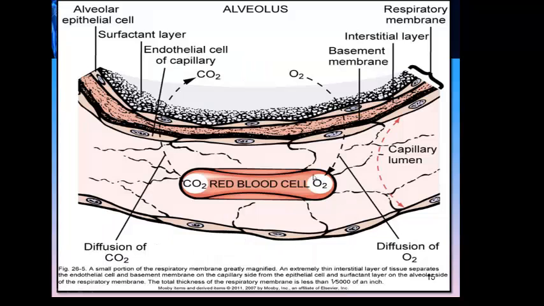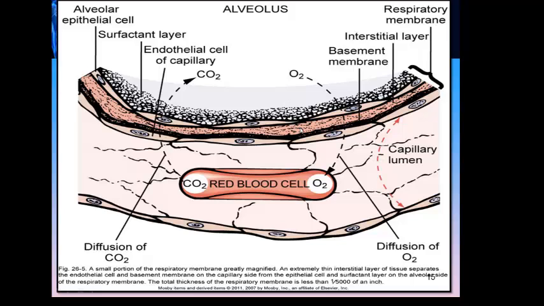This is the picture that explains it to me. Here is the capillary, and here is the basement membrane of the capillary, and the interstitial layer between the capillary and the alveoli. And here's the basement membrane of the alveoli, and here's the alveoli.